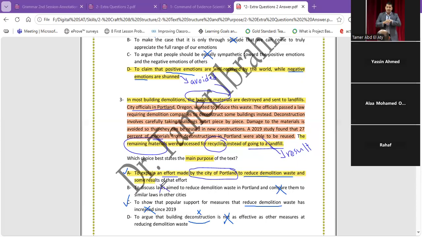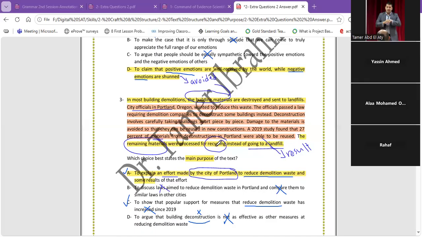B: to discuss laws aimed to reduce demolition waste in Portland and compare them to similar laws in other cities. We didn't talk about any laws in the first sentence or last sentence, so I cancel it. C: to show that popular support for measures that reduce demolition waste has increased since 2019. He talked about reduced demolition, as we said in the last one, by making recycling, but he didn't talk about any increase since 2019. Maybe I'm going to say that it's right. D: to argue that building deconstruction is not as effective as other measures at reducing demolition waste. We didn't talk about deconstruction compared to demolition waste, either in the first or the last.